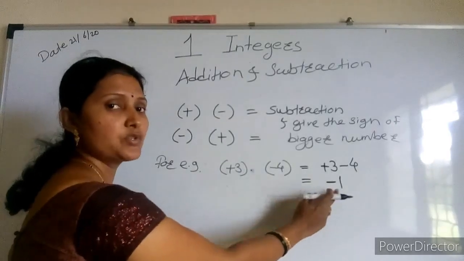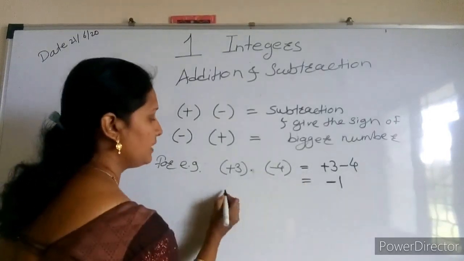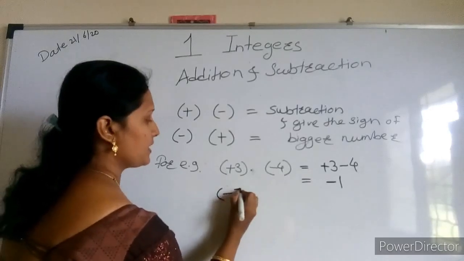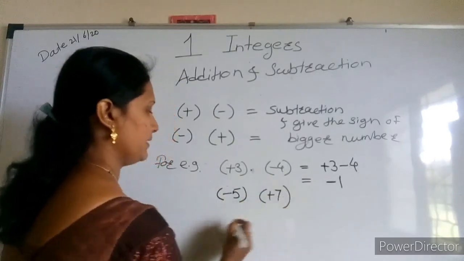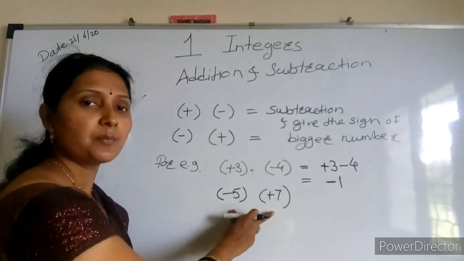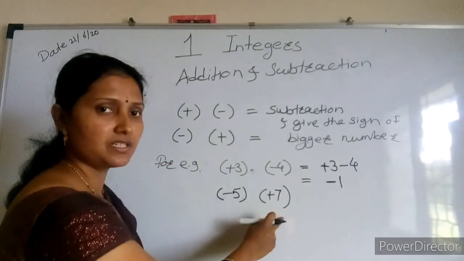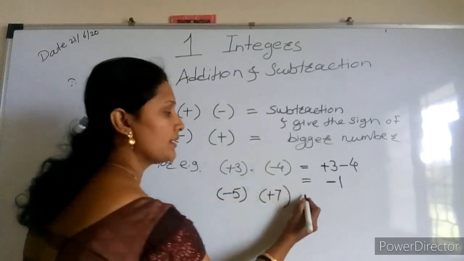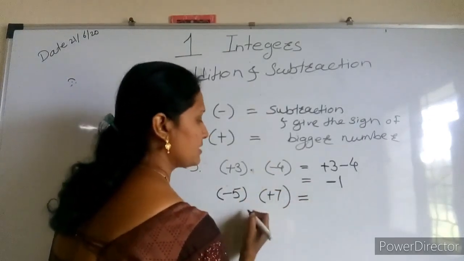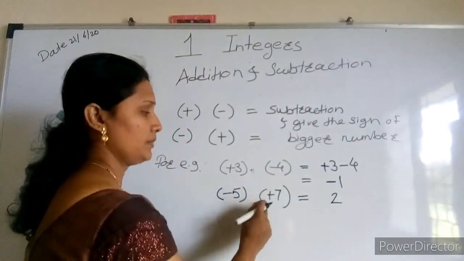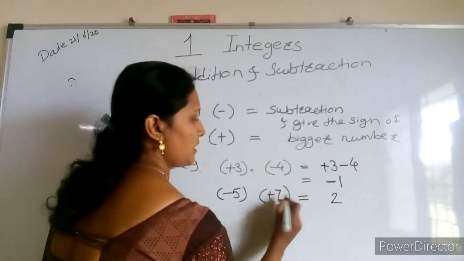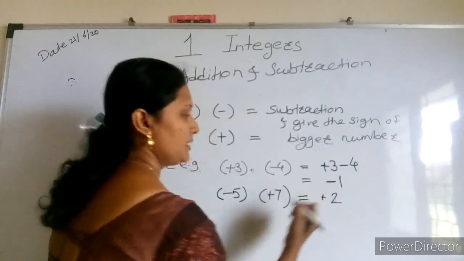See the next example. If it is minus 5 and plus 7, again it is a positive and a negative integer, so we do subtraction. The subtraction comes to 2, and we give the sign of the bigger number. Which is the bigger number here? 7. So it is plus 2.